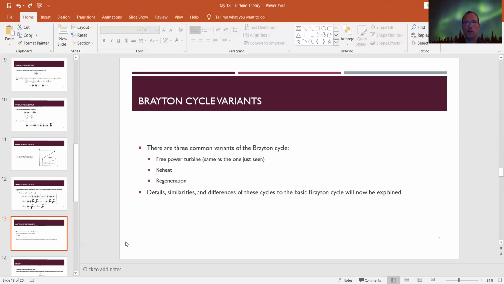There's three common variants of this. There's the free power turbine, and that's one we've just seen. That's one we've just been analyzing for the last little while. The two other variants are the reheat variant and the regeneration variant. So we'll talk about those.